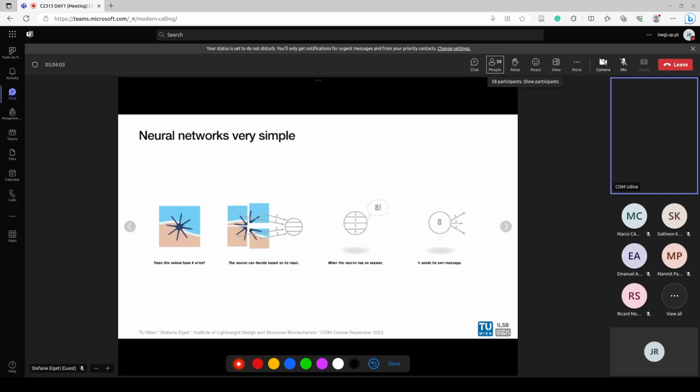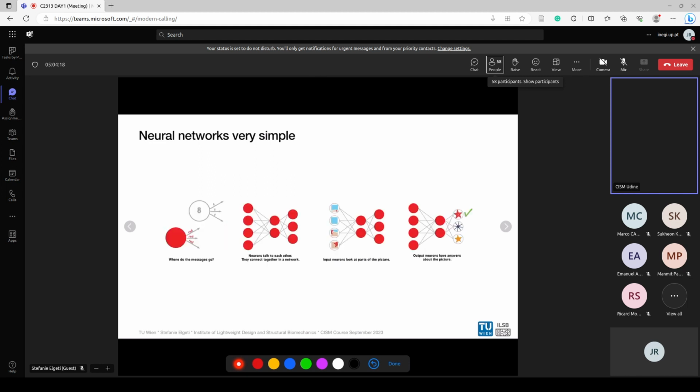Or we can try to see how many arms this animal has. So again, we subdivide. For each section we count, then the neuron could add up, and it can send this message of 8 into the world. So where does it send it exactly? It sends it to other neurons because those are connected to a network.